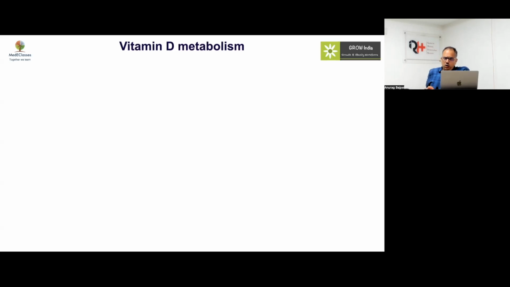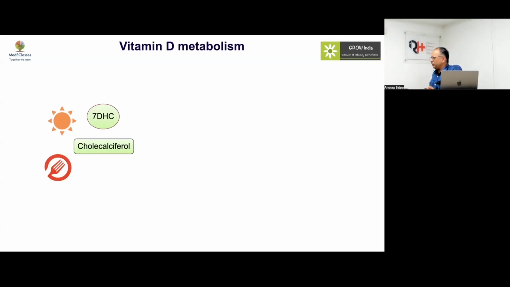Another steroid hormone which is heavily regulated at the level of metabolism is vitamin D. We all know that vitamin D is produced under the exposure of sunlight from 7-DHC to cholecalciferol.